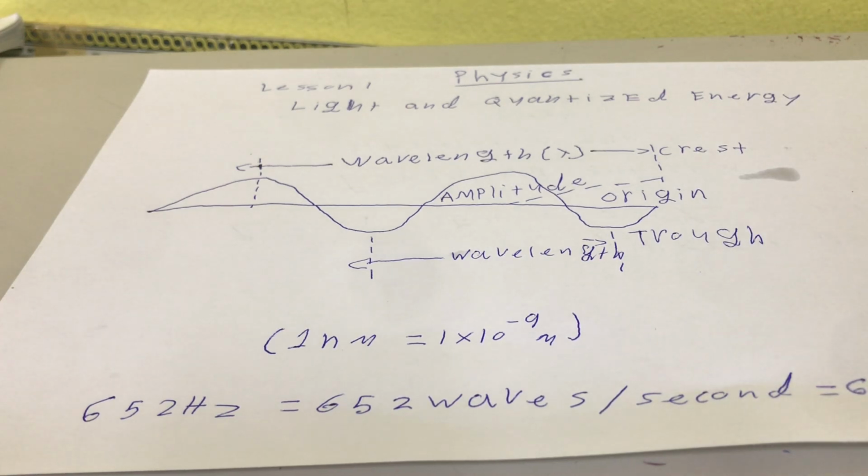Here, a particular frequency can be expressed in the following ways. 652 hertz equals 652 waves per second. Hertz, we use it when we calculate the frequency, is the same as waves per second, equals 652 per second, equals 652 s to the negative 1. S to the negative 1 is the same as 652 per second.